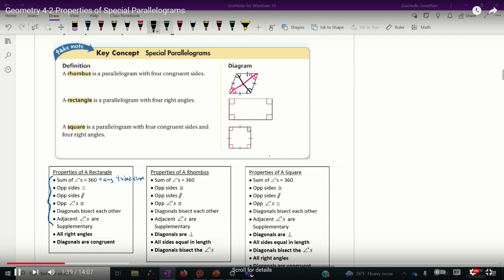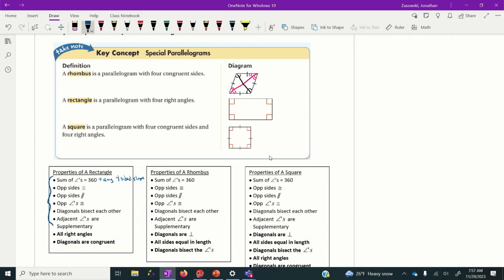And the last property is that when the diagonals meet in the center, they form right angles. The diagonals are perpendicular to one another. So the three properties for a rhombus that you need to know: the diagonals bisect the angles, all sides are congruent, and the diagonals are perpendicular.